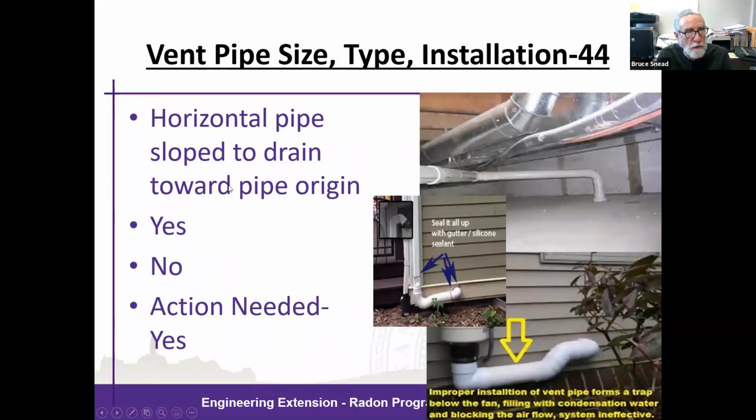The pipe needs to slope to drain to allow condensate to drain out of the system. And you can see different configurations here. The bottom ones will not allow that condensate to drain. And so this is improper installation of the radon vent pipe.